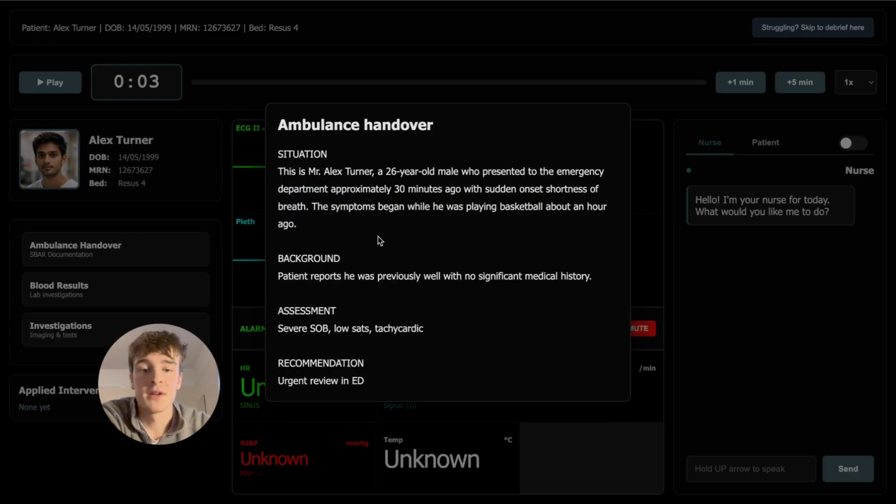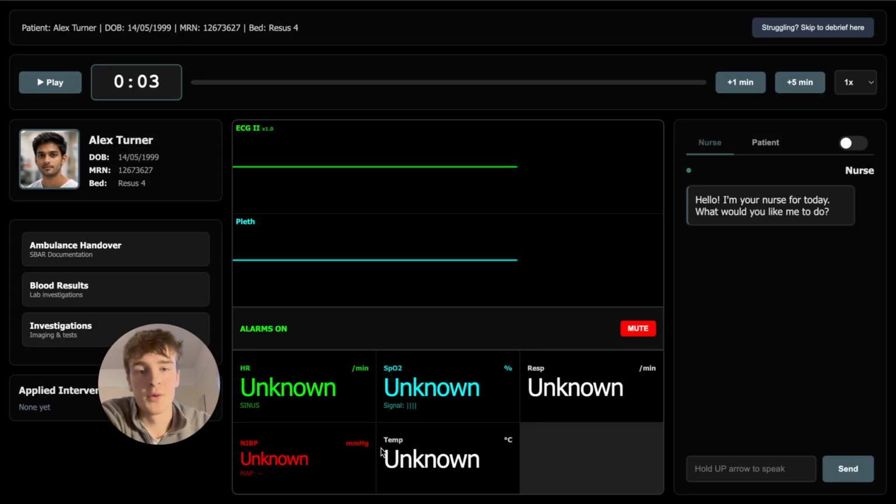This is Mr. Alex Turner, a 26-year-old male who's come into the emergency department 30 minutes ago with sudden onset shortness of breath. The symptoms began while he was playing basketball about an hour ago. Previously well, with no significant medical history, and he has severe shortness of breath, low sats, tachycardic, and now we're here to review him in ED. If I knew a patient was coming in off an ambulance, I would get the nurse to get obs as soon as they came in. So let's press play and get started.